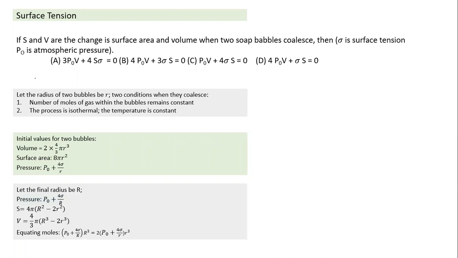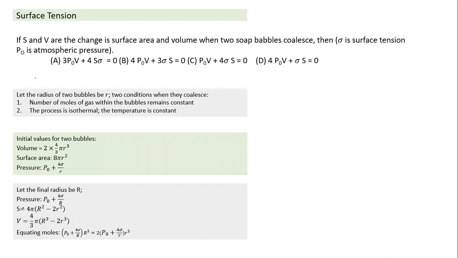So those are the initial values, and let the final radius be R. If the final radius is R, pressure will be equal to P naught plus 4 sigma by R. The change in surface area is the final surface area 4 pi R square minus 8 pi r square, so this 2 will remain here. So I have written the S value, the change in surface area for final radius being R. And I've also written the V value based on this expression: the final volume minus twice the sphere volume. So this becomes the S value and this becomes the V value.